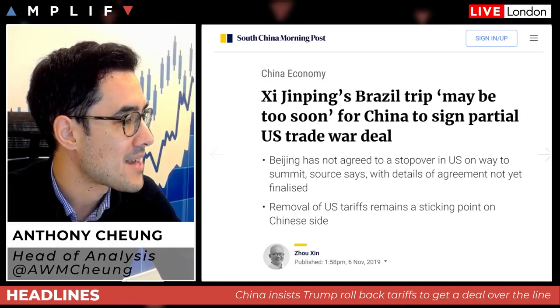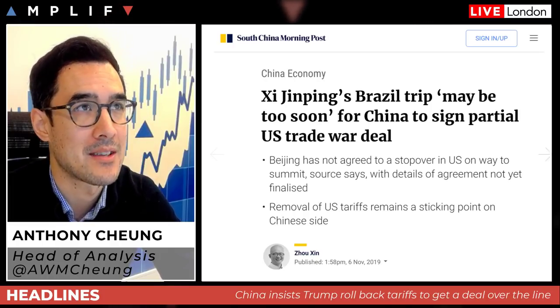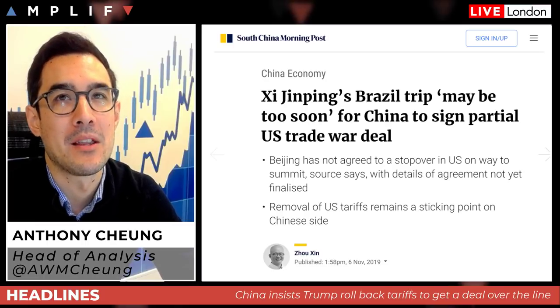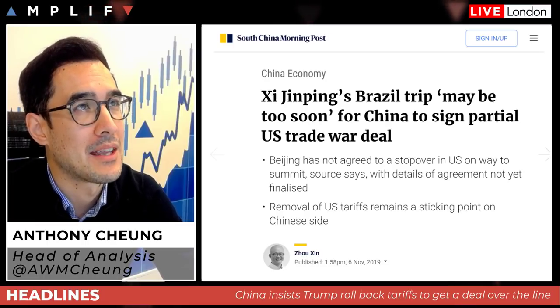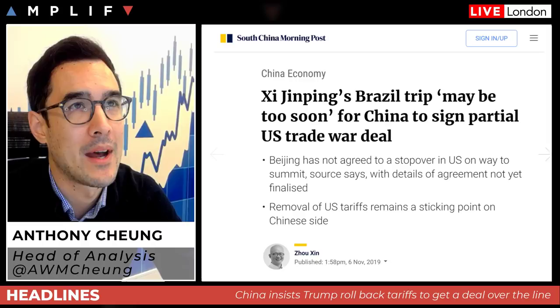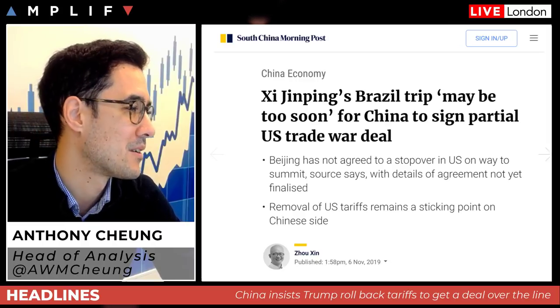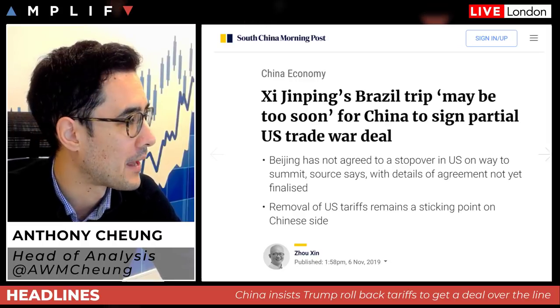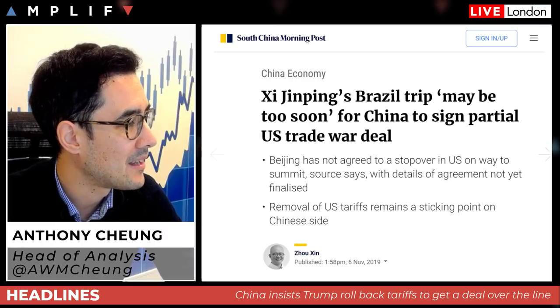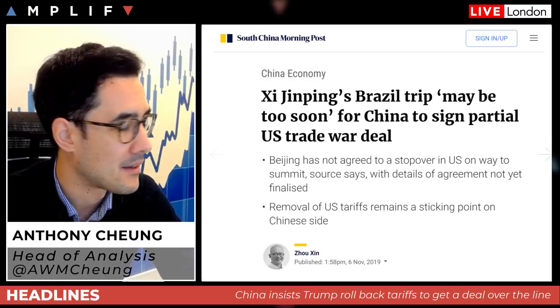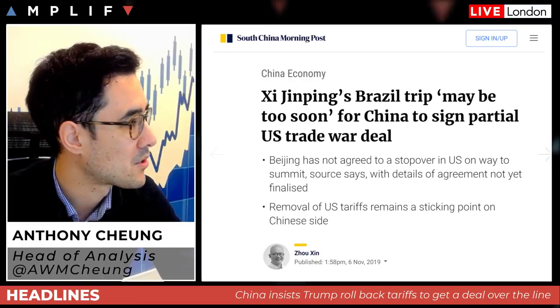The removal of US tariffs remains the sticking point on the Chinese side. So again, it might be that we don't even get to the definitive nature of finding out where they're going to go to sign this deal, because it might all come undone even before then. But for me, where the deal is going to be signed is quite symbolic, particularly on the political front.